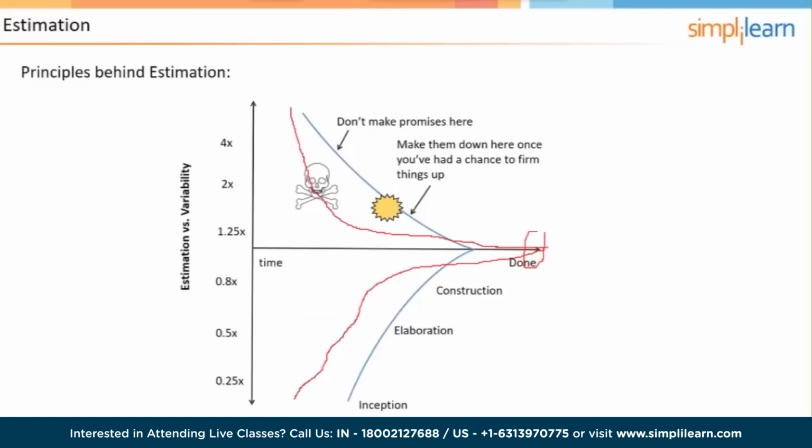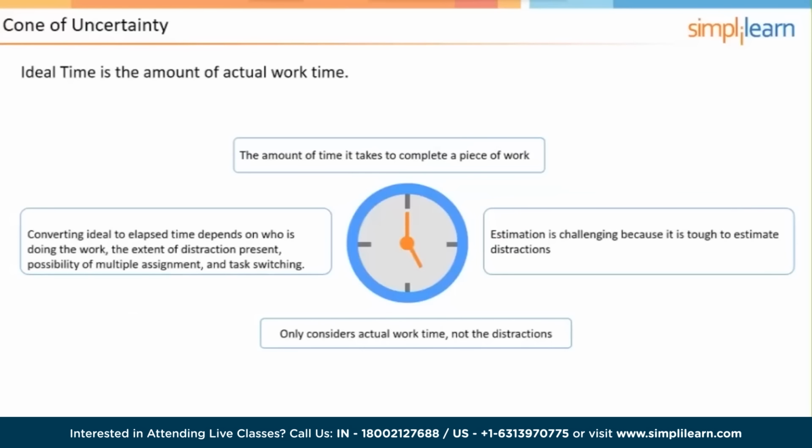Okay, we talked about the cone of uncertainty. Let's talk about ideal time. When we do estimating for user stories, we do it in ideal days. When we do estimating for tasks, we do it in ideal time, which means hours. I think that's on the whiteboard, or it was on the whiteboard. So ideal time is the amount of time it takes to complete a piece of work.